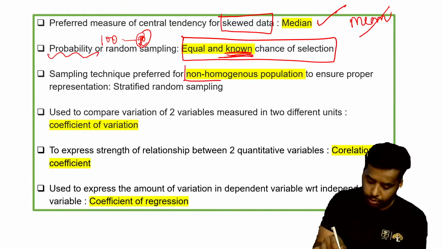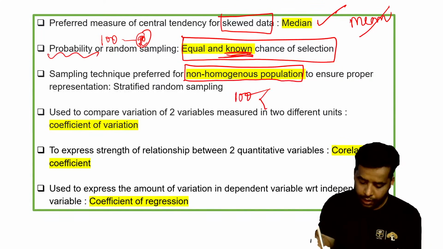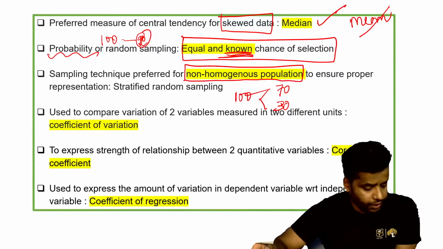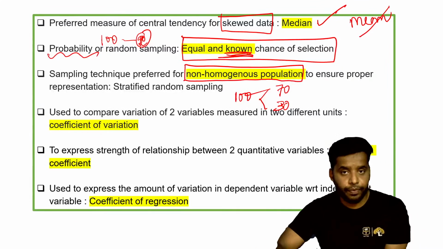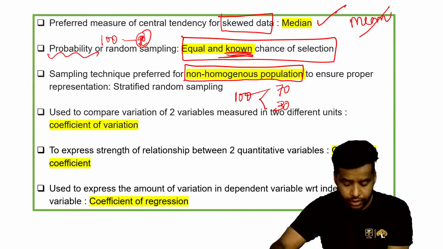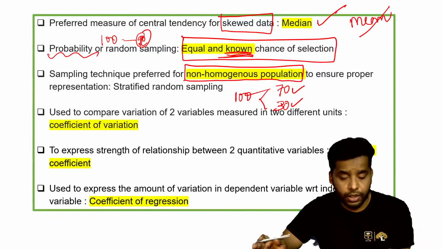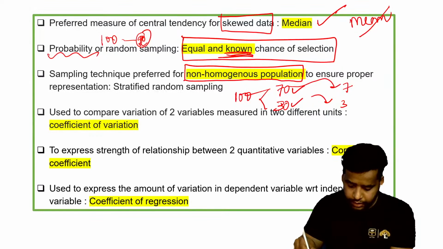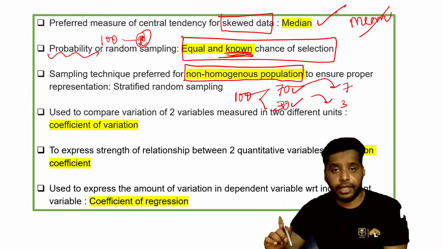For non-homogeneous groups, for example in a population of 100, 70 girls and 30 boys, it is a non-homogeneous structure. For a non-homogeneous population, simple random sampling should not be used. Divide them into two groups. From 70 select 7, from 30 select 3. Two groups, and randomly you are picking. This is called stratified random sampling.